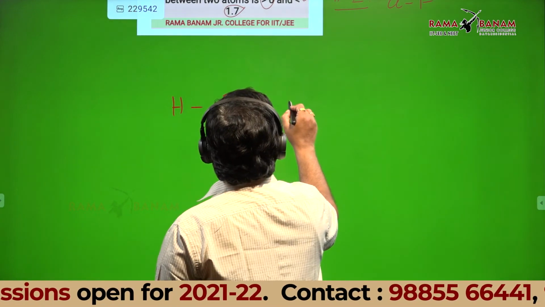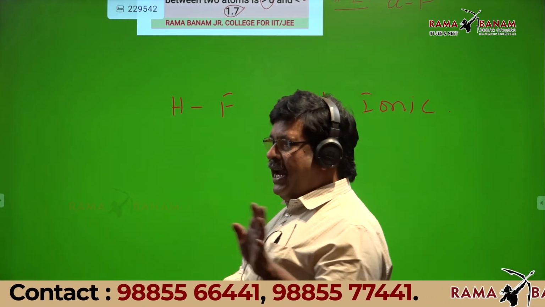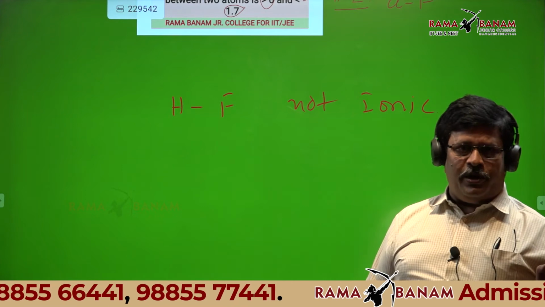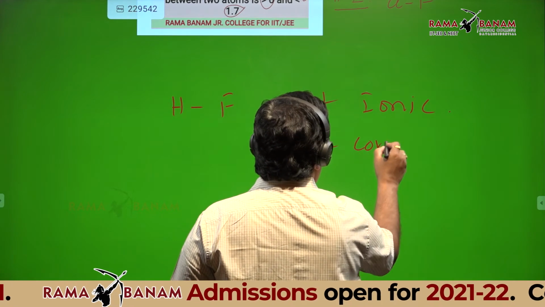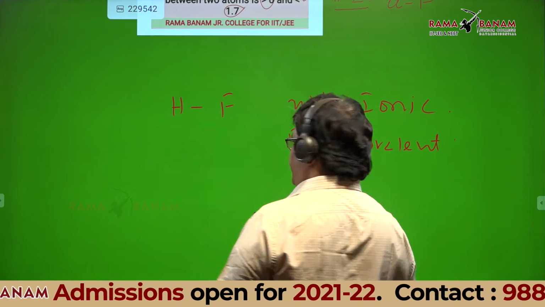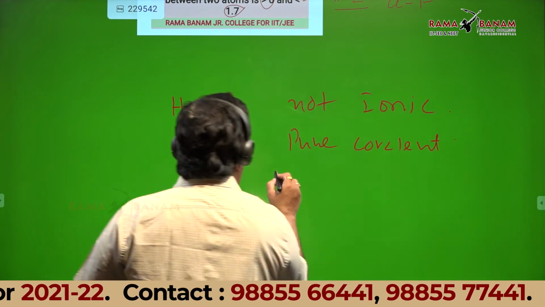Polar covalent. It's not ionic. All of you okay? Polar covalent. It's not pure covalent. Then we can call this as polar.